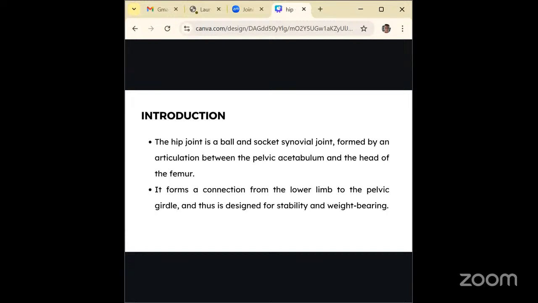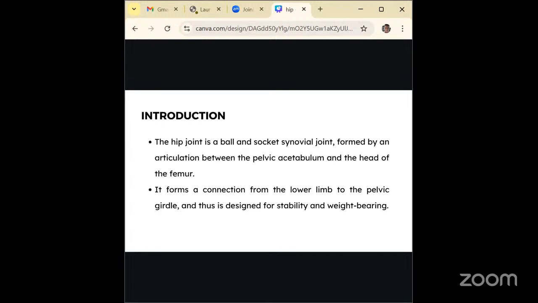And the articulating surfaces, when you hear articulating, it's not a big word. It just means the surfaces that are joining together to form that joint. And so the surfaces that are joining together are, first of all, the acetabulum of the pelvic bone, and then the head of the femur. So these two structures join together to form the hip joint. And this hip joint is what connects the lower limb to the pelvic girdle.